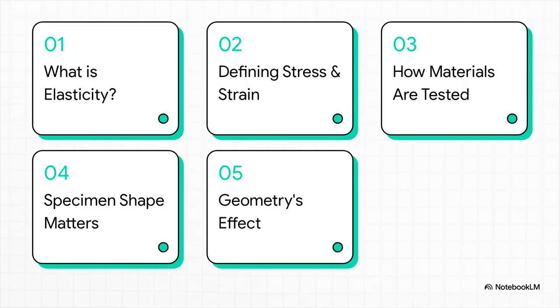All right, so here's our game plan. First, we'll nail down what elasticity even is. Then, we'll learn the lingo engineers use, stress and strain. After that, we'll peek into the lab to see how materials are actually tested. And this is a big one. We'll see why the shape of the test piece is so darn important. Finally, we'll see how it all comes together with some surprisingly simple geometry.